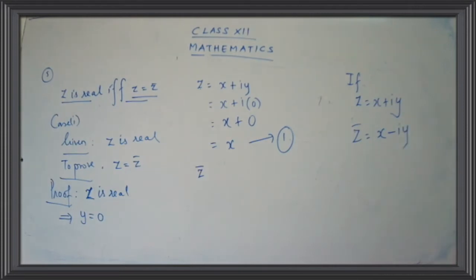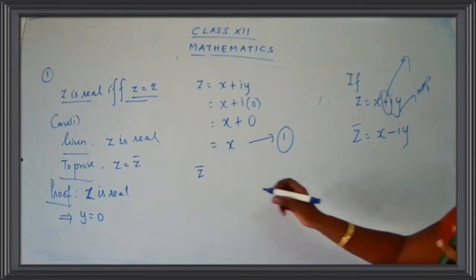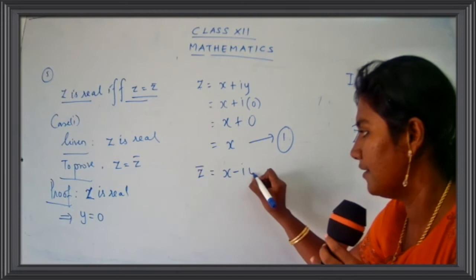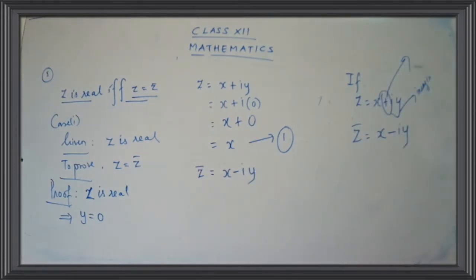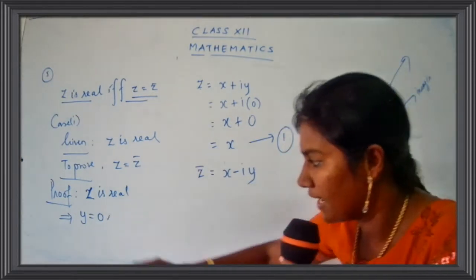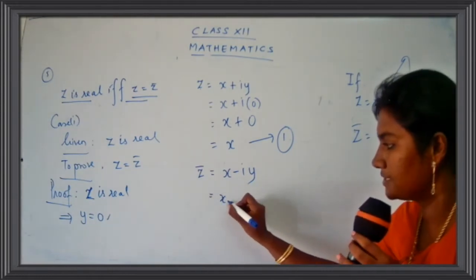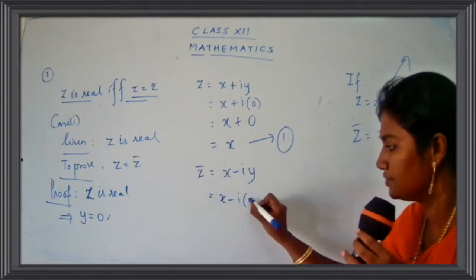How do you get the conjugate? You have to change the sign of the imaginary part. I hope you are clear, children. Okay, let's write the value. So Z bar is equal to X minus IY. Now what are you going to do? We know the value for Y. So substitute the value for Y, children. So this is equal to X minus I into 0. Complete the step, children.